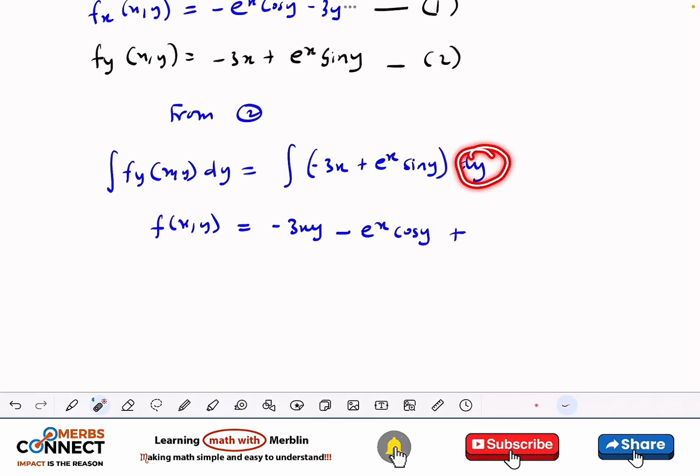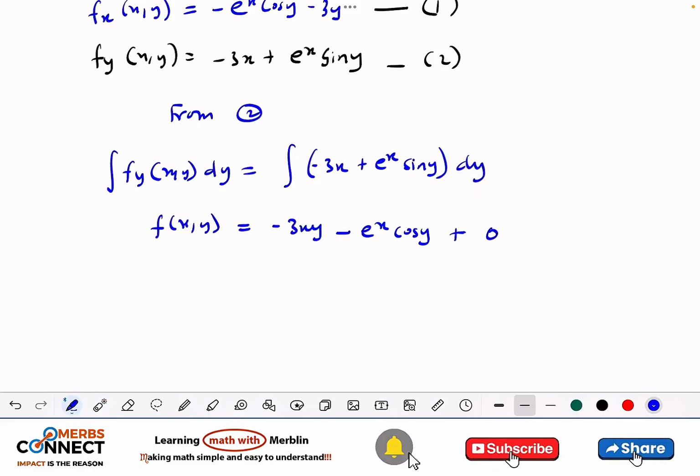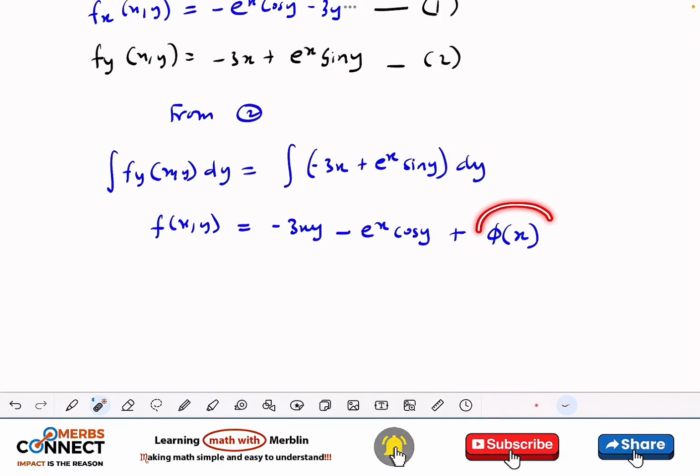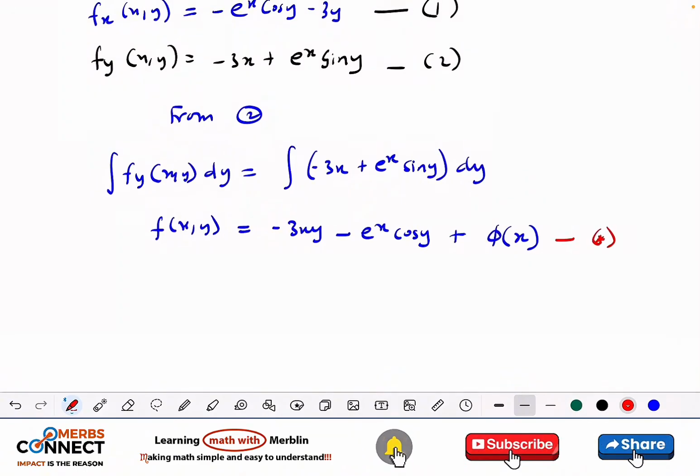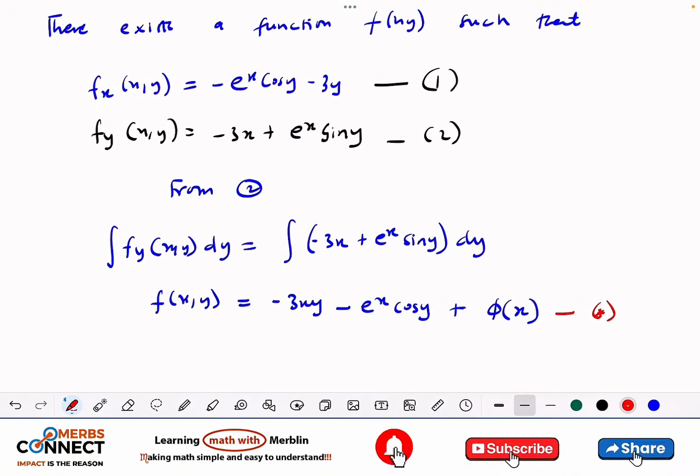Now we are integrating with respect to y, so our constant function here should be in terms of x. That's the reason why I chose equation 2, so that we will know that now that we are integrating with respect to y, the function should be in terms of x. We call this equation star, right? So now we've used equation 2.